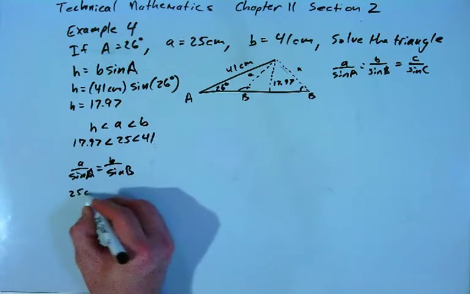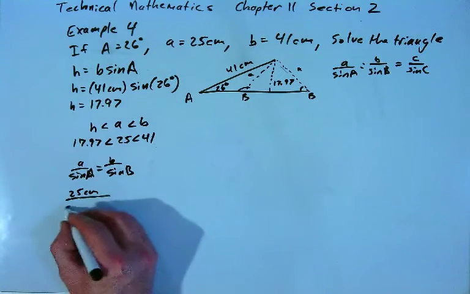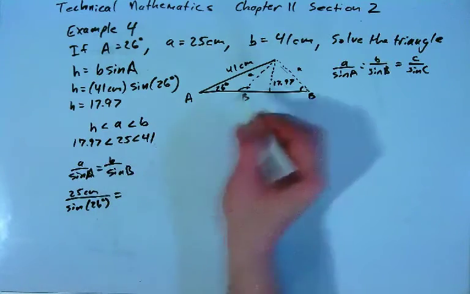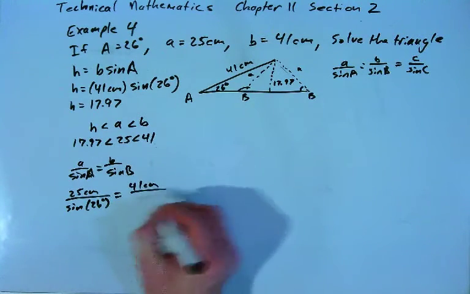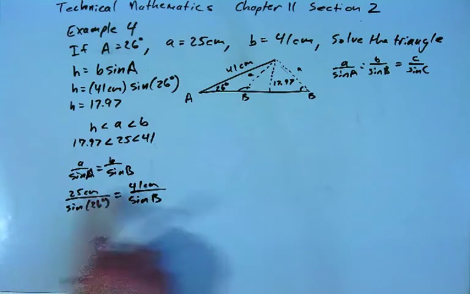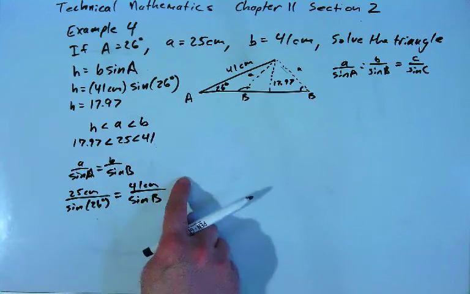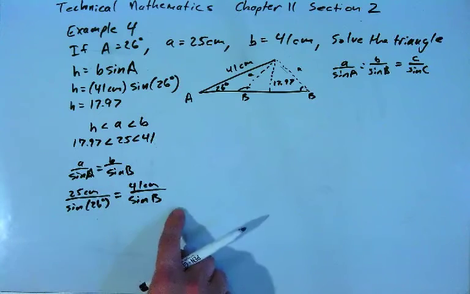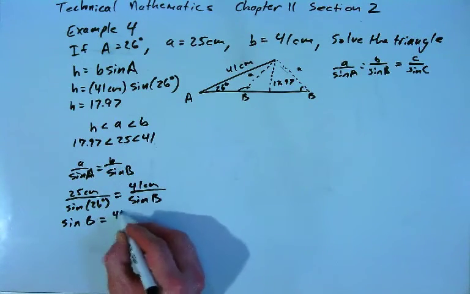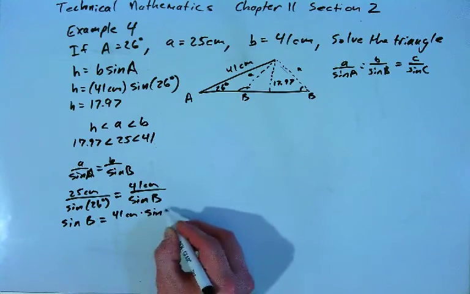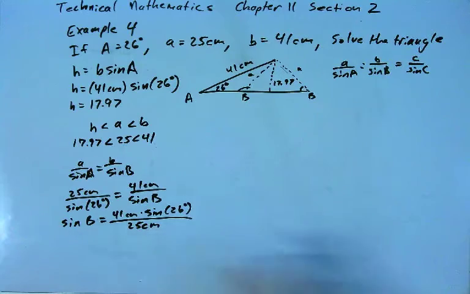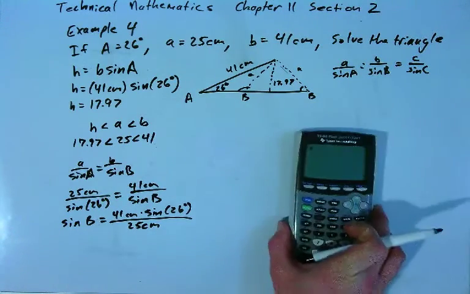a we know is 25 centimeters. Angle A is 26 degrees. That is equal to b, which is 41 centimeters, divided by sine B, which is the angle we are looking for. And so we multiply both sides by sine B, multiply both sides by sine 26, and divide both sides by 25 centimeters. And we will get that sine B is equal to 41 centimeters times the sine of 26 degrees divided by 25 centimeters.